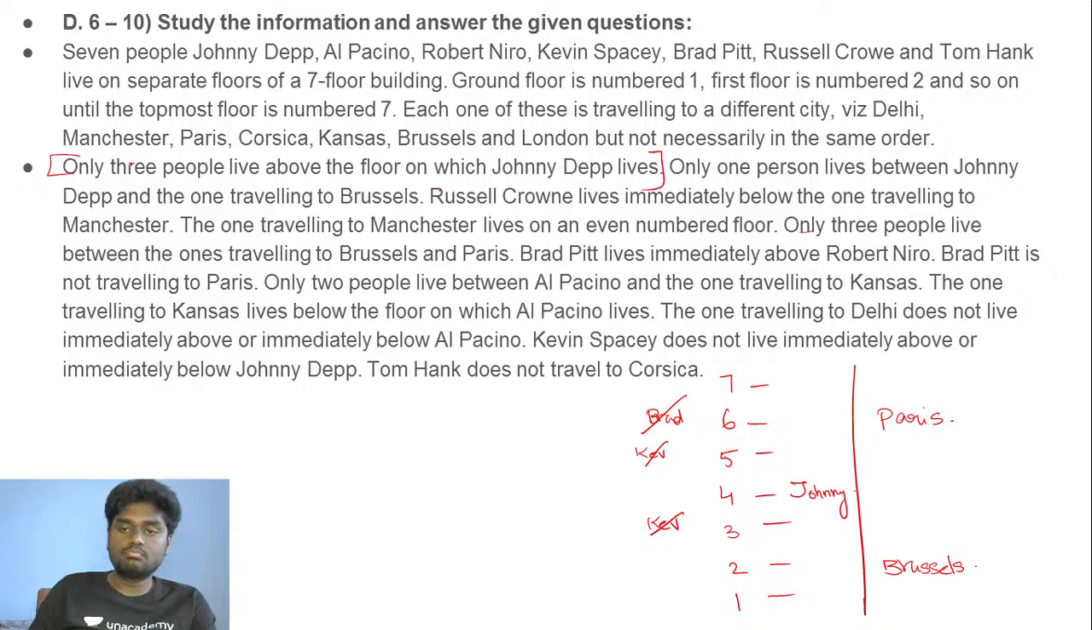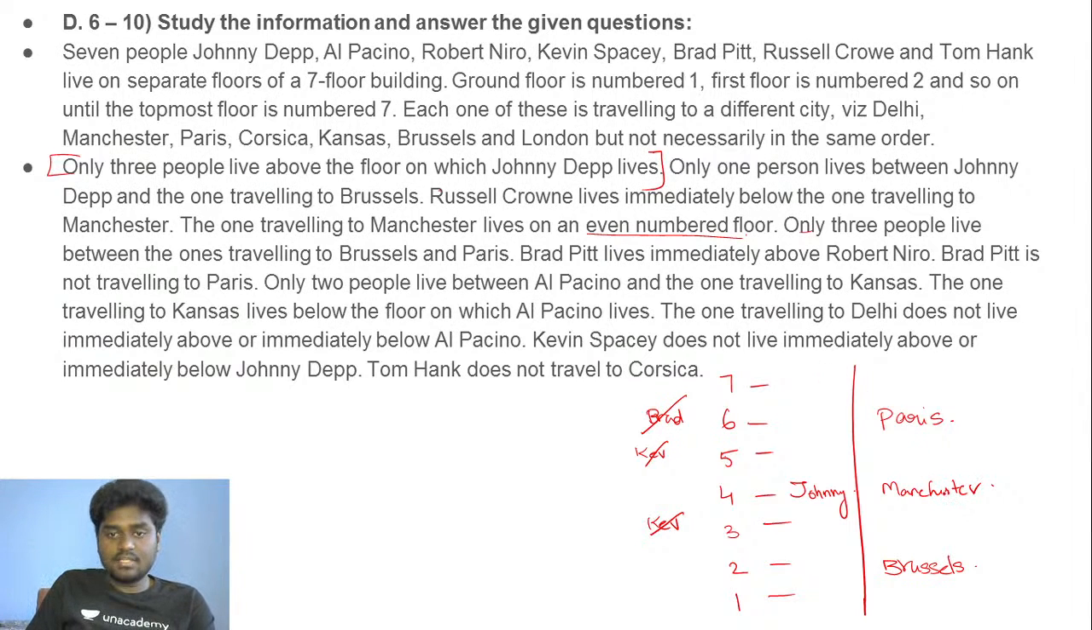So what I can do, I know the fact that only one person lives between Johnny Depp and the person traveling to Brussels, have already plotted. And Russell Crowe, if you see, he lives immediately below the one traveling to Manchester. And I know the fact that the one who's traveling to Manchester resides on an even number floor. So let me take fourth floor is a person who's traveling to Manchester. Let's see whether this works out or not. I'll just simply go with the trial and error.